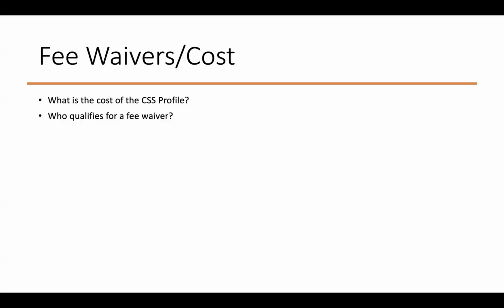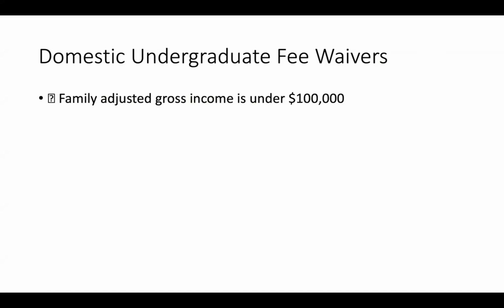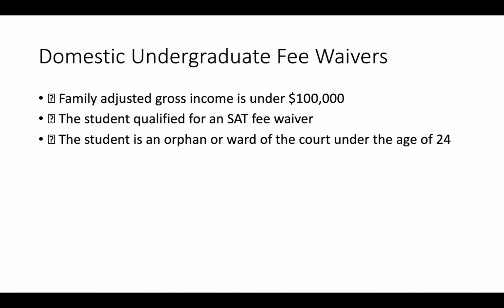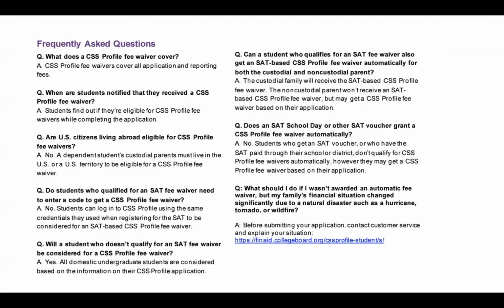Who qualifies for a fee waiver? Domestic undergraduate fee waivers: family adjusted gross income is under $100,000, the student qualified for an SAT fee waiver, or the student is an orphan or ward of the court under the age of 24. Now, I also have some frequently asked questions. Please pause the video and read them, and hopefully they are helpful.